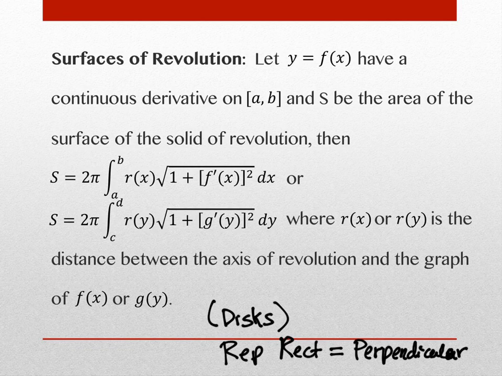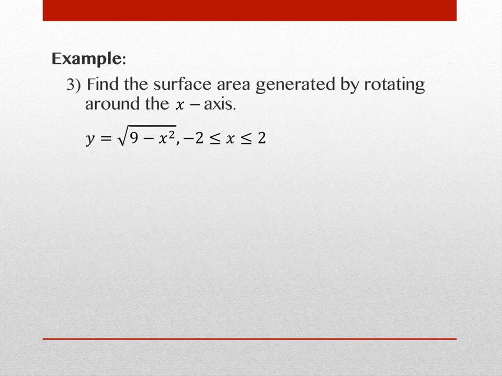Okay, ready to do an example? We do need a picture. This is finding the surface area generated by rotating around the x-axis, so we need to know that it's the x-axis. We have an image, whether you put the square root of 9 minus x squared in your calculator to draw it, which is fine, or think about what it would be if you squared both sides. Do you know what this is an image of?